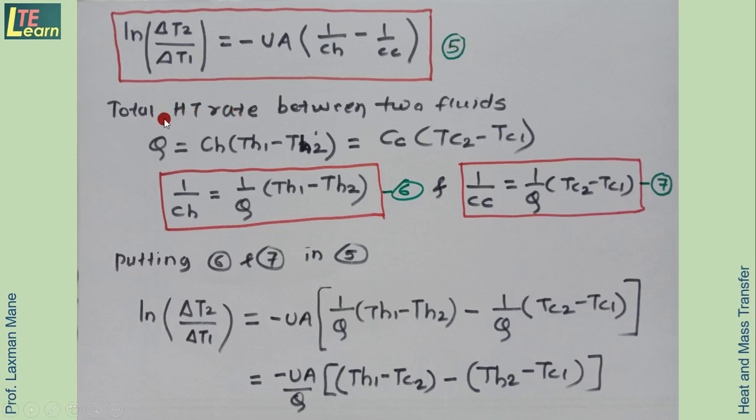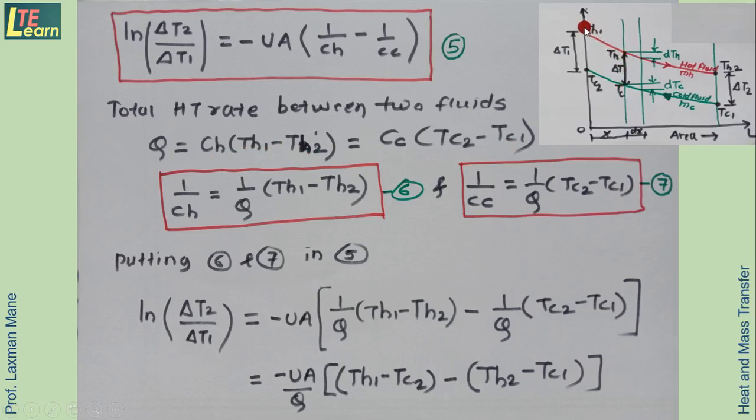Now we know that the total heat rate between two fluids is Q, capital Q, equal to CH, the heat capacity of the hot fluid, into the temperature difference on the hot line. See here in the diagram, on the hot line TH1 and this is TH2. So this is the temperature difference. For the cold line, the temperature difference is TC2 minus TC1, this temperature inlet and this temperature outlet.